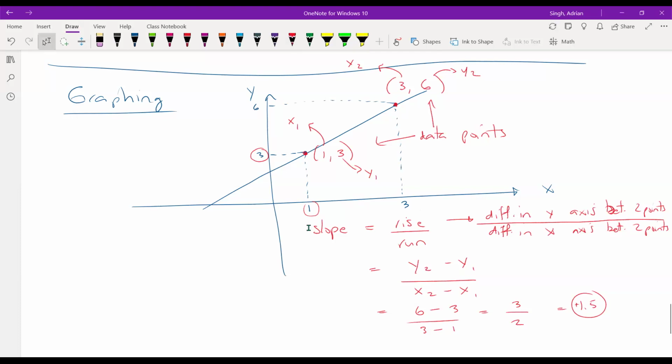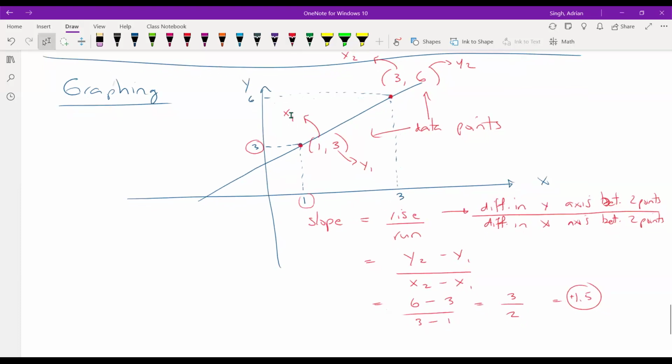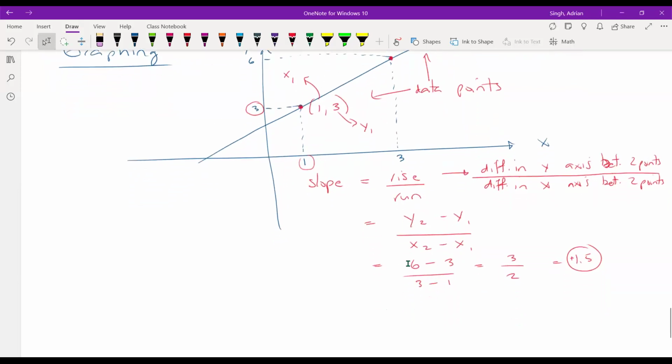So we can determine the general nature of graphs, just how they look: positive slope, negative slope if it slopes in the other direction. We can calculate the slope by locating the data points and plugging them into this equation, or if you're given the actual data points in this form, you can still plug them into the same equation.